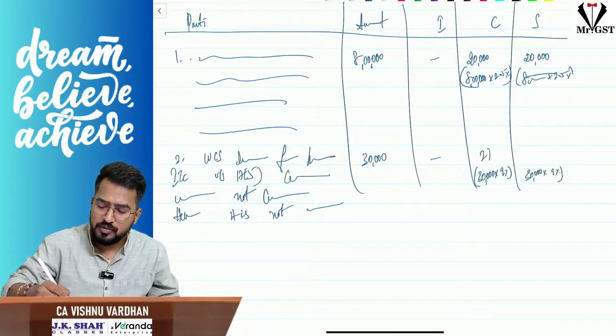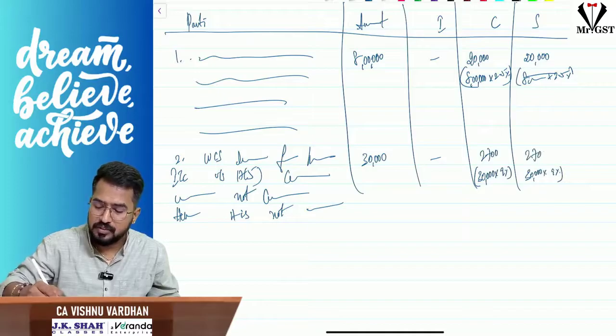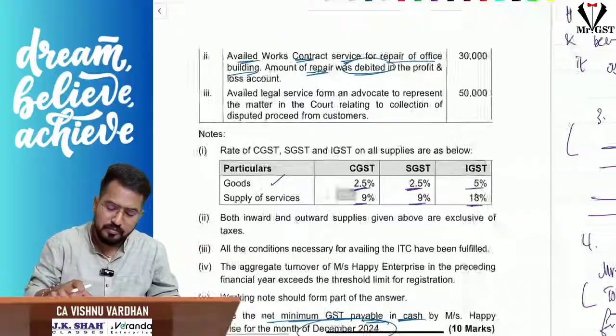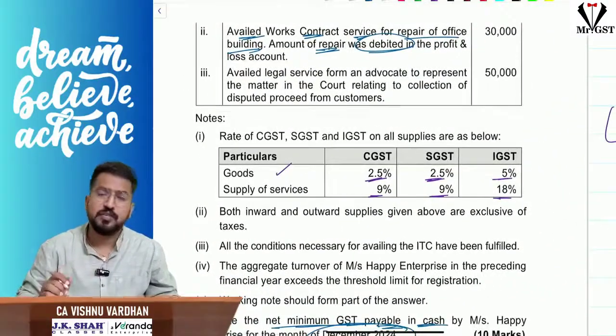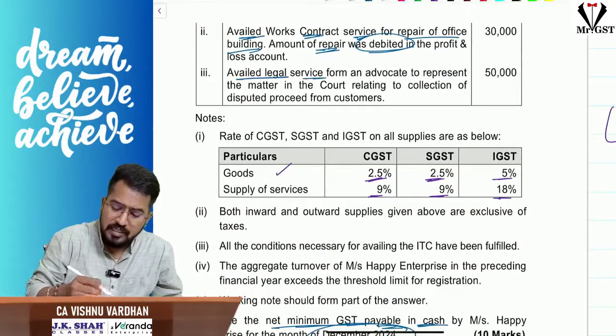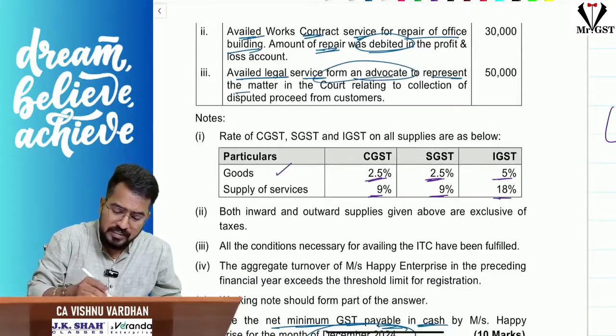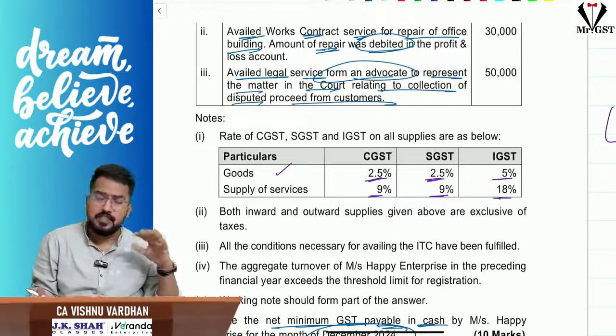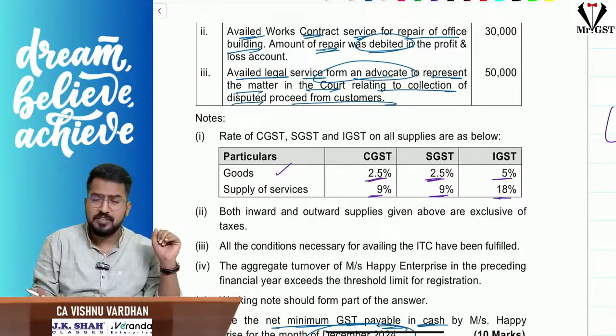So how much? 2,700. Okay, so this is the second purchase. If you see the third purchase, what is the third purchase? Avail the legal services from an advocate to represent the matter in court relating to collection of disputed proceeds from customers. Purchasing legal services in the course of furtherance of business. So this is for business entity only.